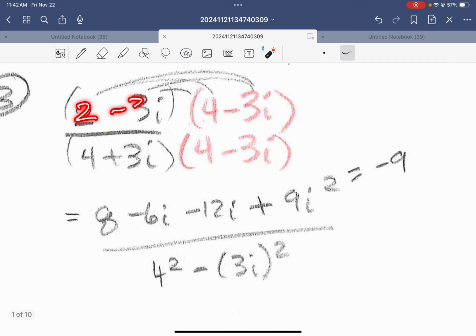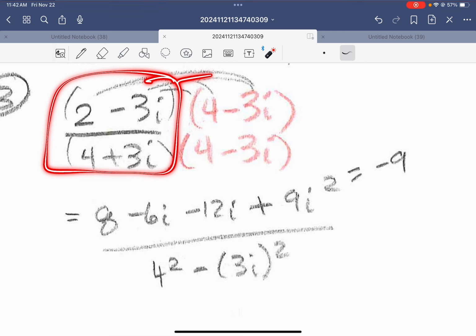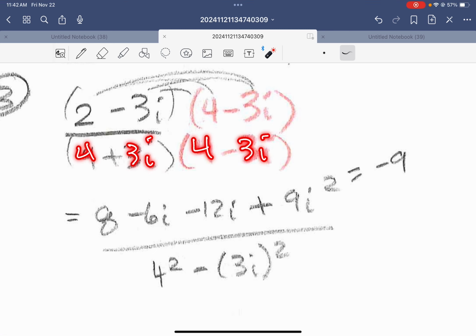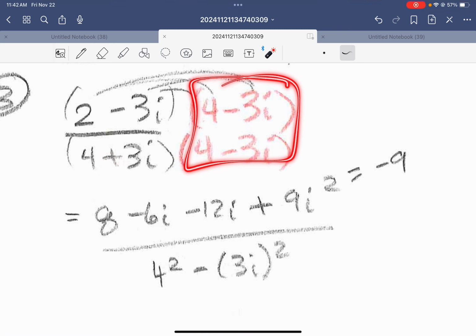Here, if we have 2 minus 3i over 4 plus 3i, we look at the bottom and we multiply by the conjugate. The reason is we wish it was of the form a plus bi, because we know that one complex number divided by another should turn out to be a complex number, a plus bi. But the only way to do that is to get rid of this i in the denominator. So we take the same two terms as here, but we just change this middle sign from a plus to a minus. We got to do the same thing on top and bottom.